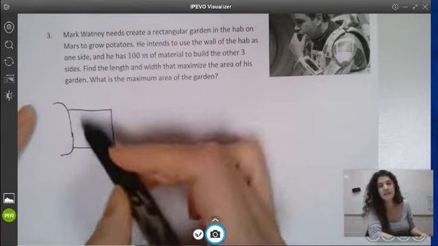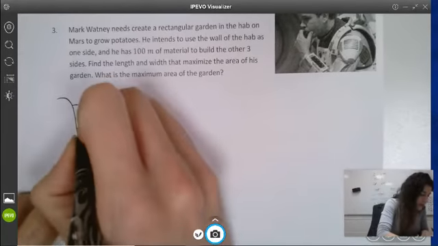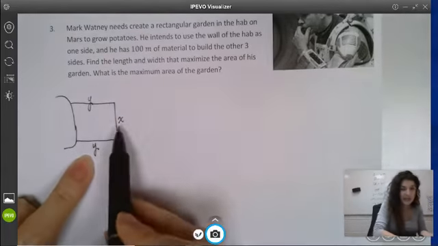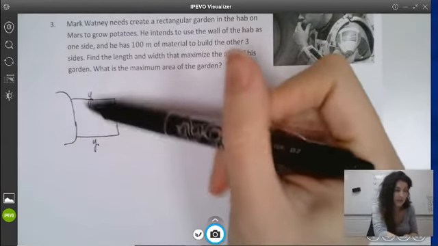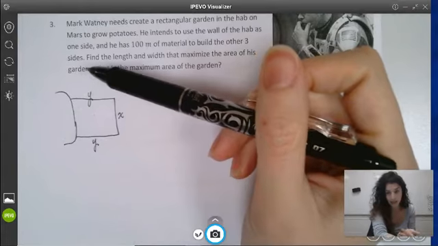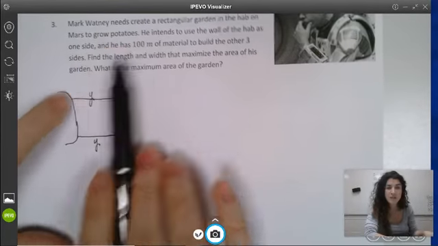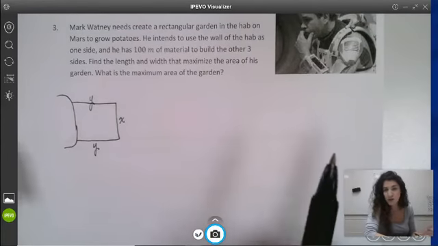We're talking about a rectangular space here, and we're talking about the perimeter of three sides. We know that this side and this side would be equal, and this side would be a different measurement. So I've chosen to represent those lengths with variables that are the same to represent that they are the same length. So when we have 100 meters of material, that means that all of this represents that 100 meters.